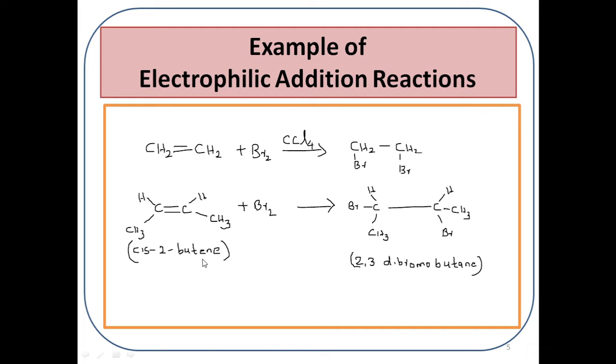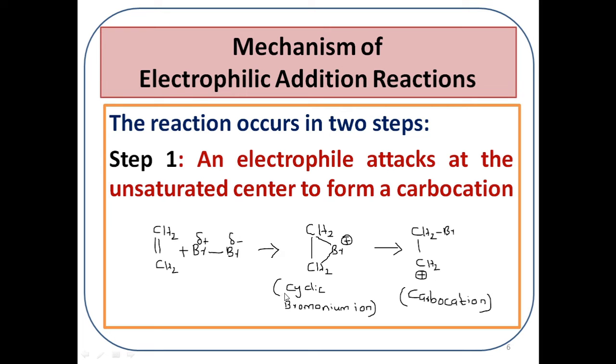Again, trans-2-butene also undergoes addition reaction with bromine, but in the case of trans-2-butene, we are getting meso-dibromobutane. This 2,3-dibromobutane from cis-2-butene is actually optically active, so enantiomers are obtained in this case, while in the case of trans-2-butene, we are getting a meso compound.